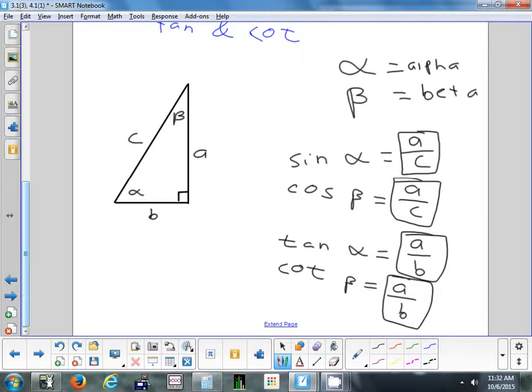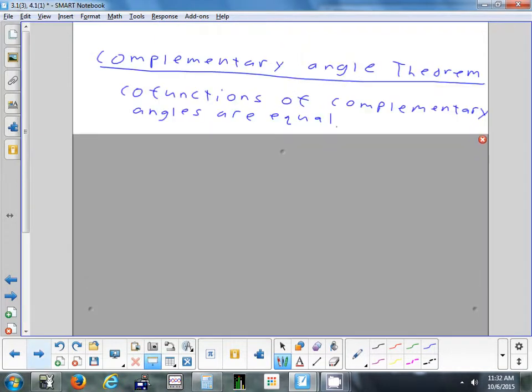What are these two things called, sine and cosine, or tangent and cotangent? Cofunctions. And these two angles are what, because they add up to 90? Complementary. So this is the complementary angle theorem. Very simply, this is all it says: if you take cofunctions, like we just did, and you take angles that are complementary, the answers always come out the same. Cofunctions of complementary angles come out equal.